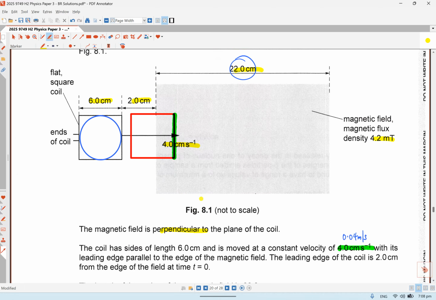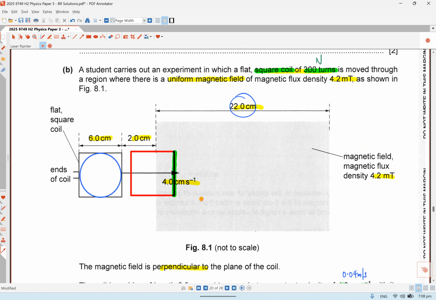So the equation that I'm going to use is BLV, because a square coil is made up of straight conductors. So as your coil moves through the field like that, this is your square coil is going to move through the field. So as it moves through the field, the part where EMF is induced is this green region. So that's a straight conductor. So the equation is BLV. That's the equation that we're going to use. Right? EMF induced in a straight conductor, BLV.